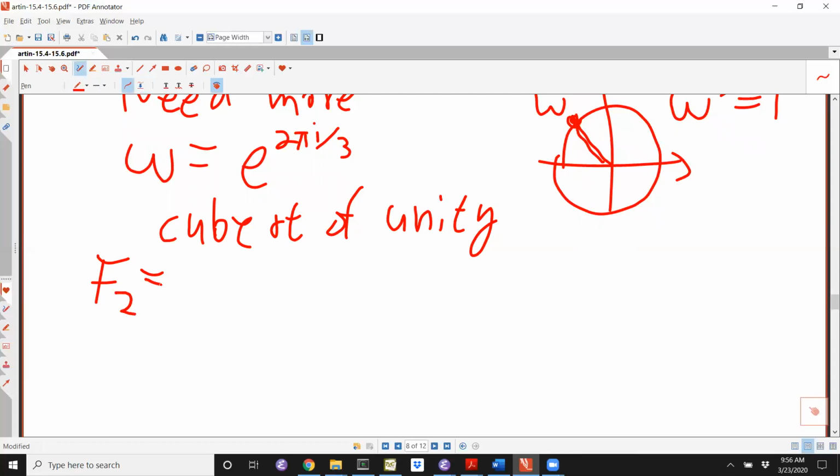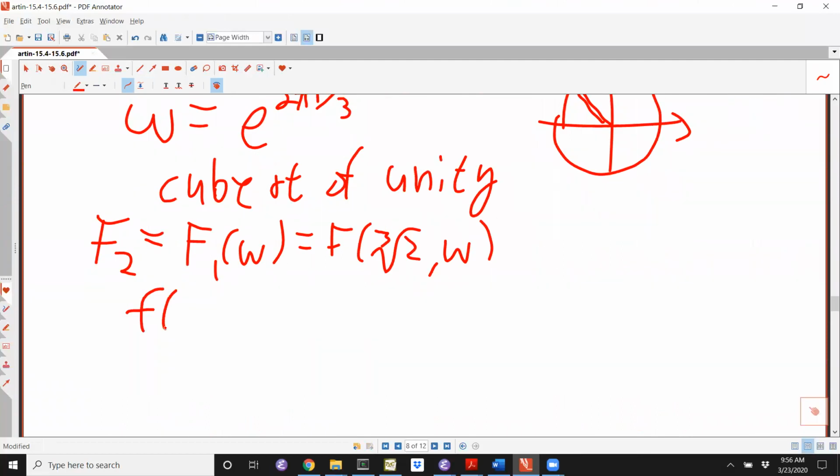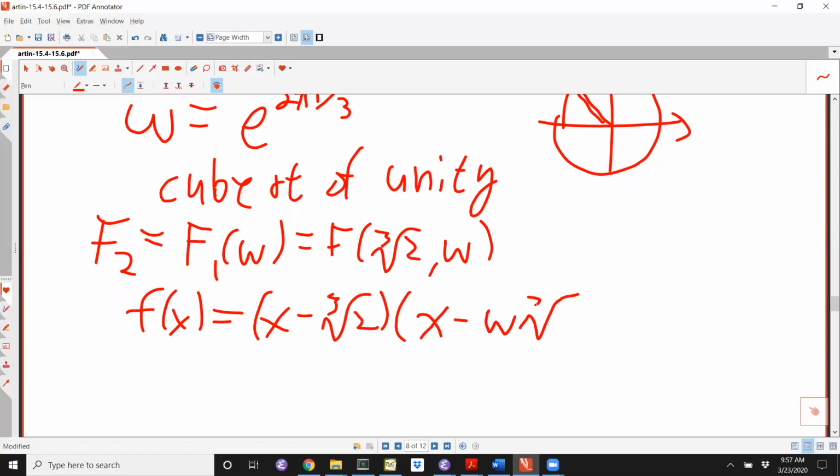If you let F2 be F1 adjoin omega, which is F adjoin the cube root of 2 and omega, so it's F adjoin 2 elements. If we do that, then we can actually split little f. We still have x minus the cube root of 2, but then we also have x minus omega times the cube root of 2, and x minus omega squared times the cube root of 2.